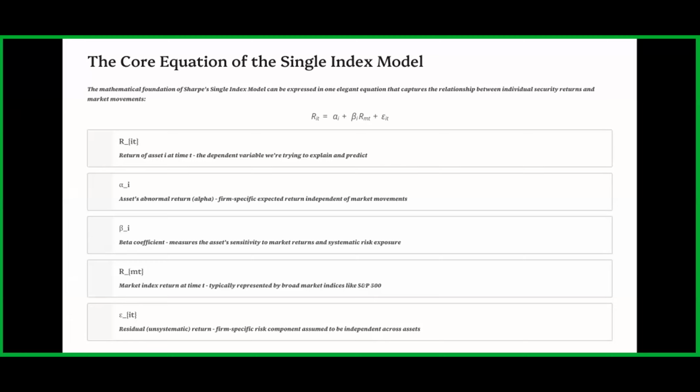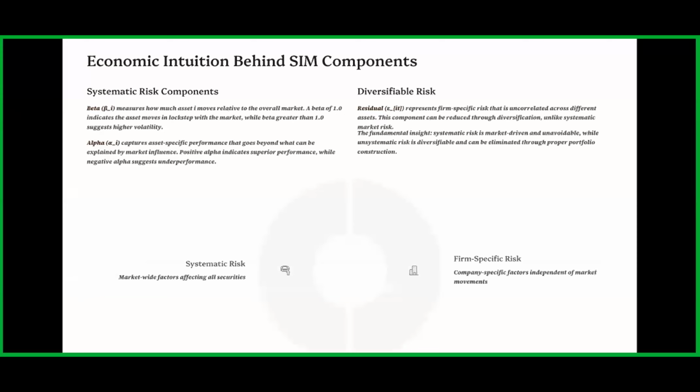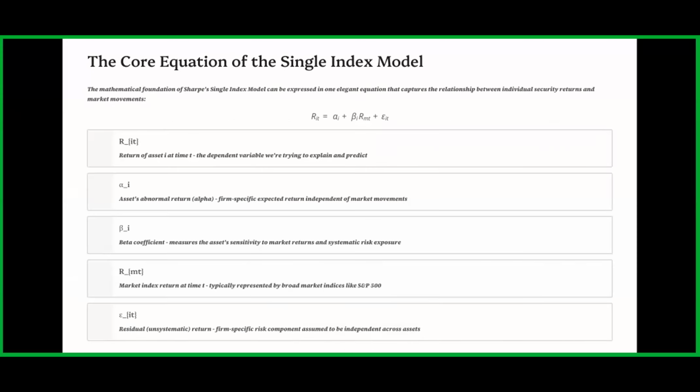So this is the core equation of the single index model. We can calculate the return for different companies at different times, and the companies that give the maximum return are the ones we select in our portfolio. That means we are going to invest in those companies, those organizations. This is nothing but the single index model.